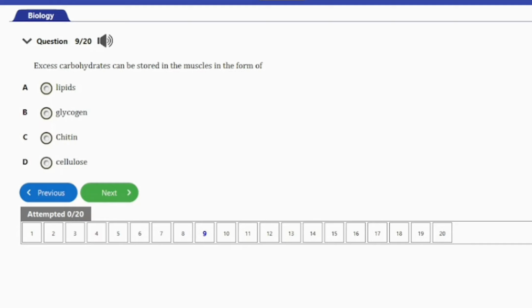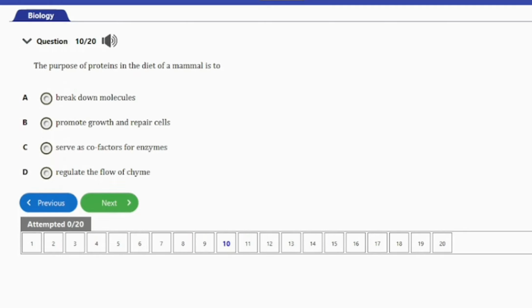Question number 9 here, it says, excess carbohydrates can be stored in the muscles in the form of A, lipids, B, glycogen, C, chitin, D, cellulose. So guys, the answer to this question is option B, and that's glycogen. So excess carbohydrates can be stored in the muscle in form of glycogen, and that's option B here. So let's go ahead and consider the next question. That's question number 10 here.